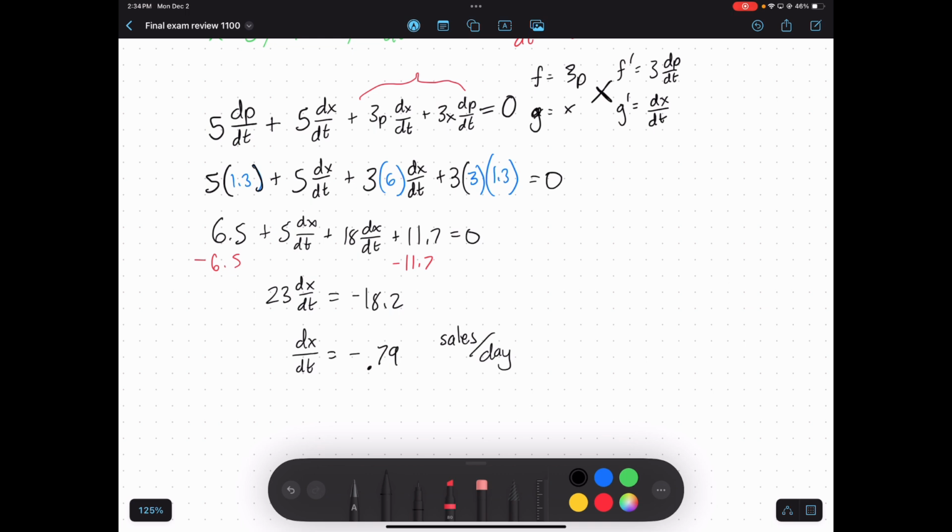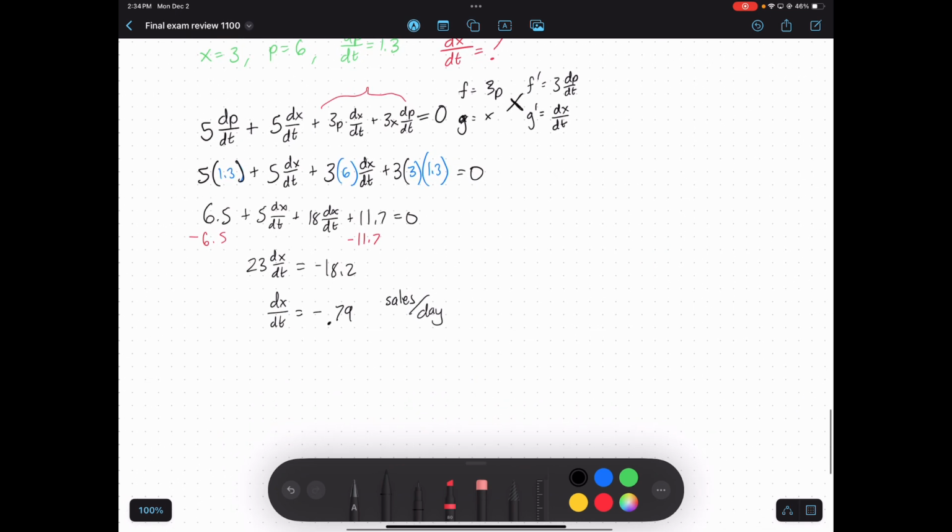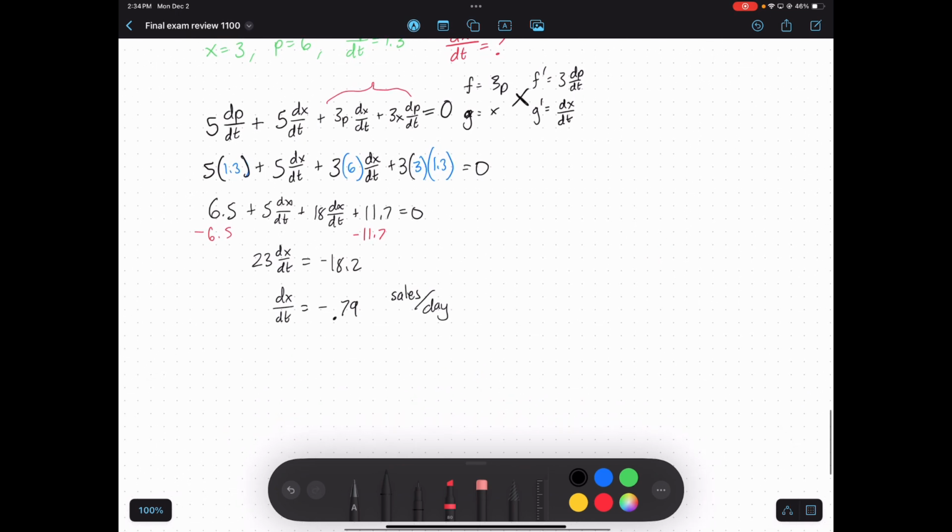So remember, your unit for any derivative or any rate is going to be this idea of this per this. Your unit for any derivative is going to be a rate. Okay, let's see. Questions about this one? Okay, let's look at number 11.